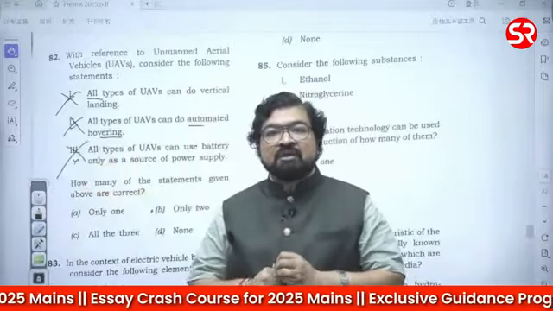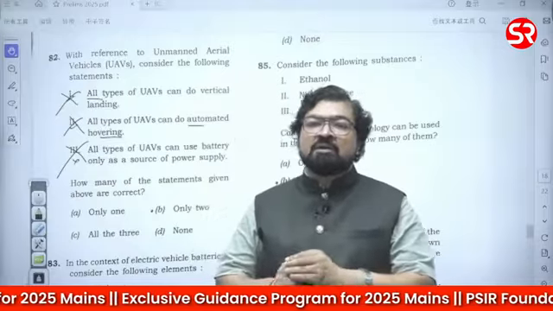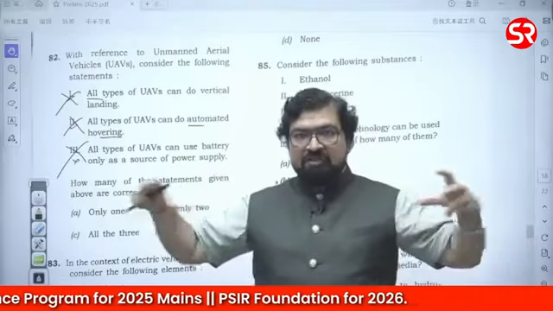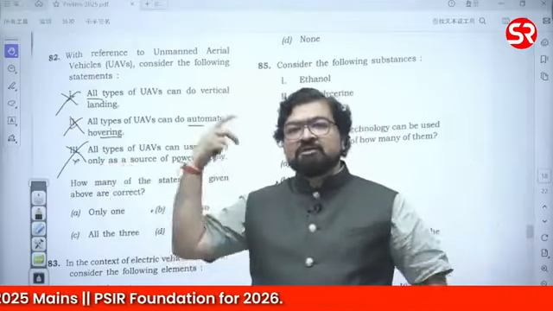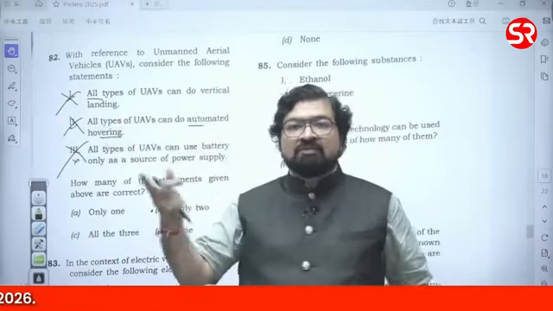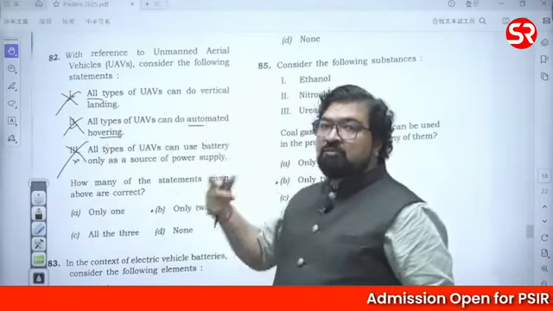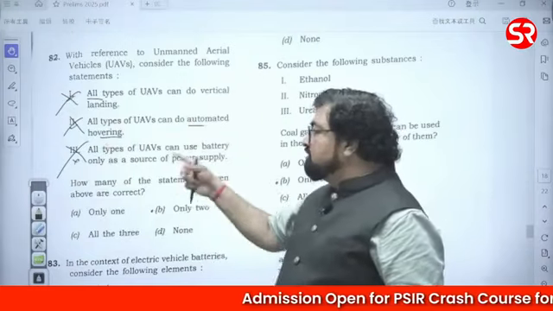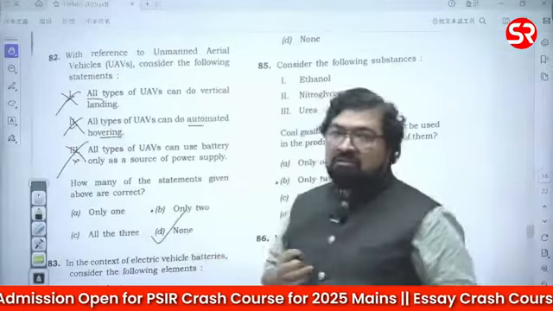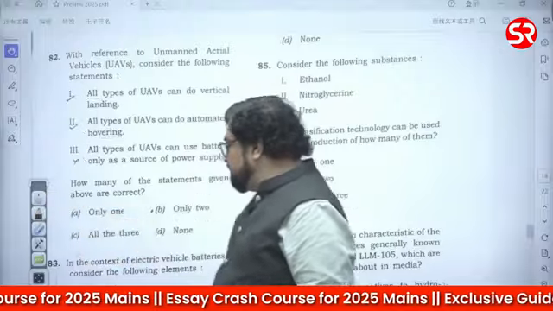Apart from battery as a source of generation of electricity and power, it can also run on solar power. That means it may have a solar panel, just like a satellite has a solar panel, and that can run the system where the drone can work. Solar power drones. So 'all' is wrong here. So how many statements given above are correct? The answer will be D, none. Right? None as an answer. So now let's go to the next question here.